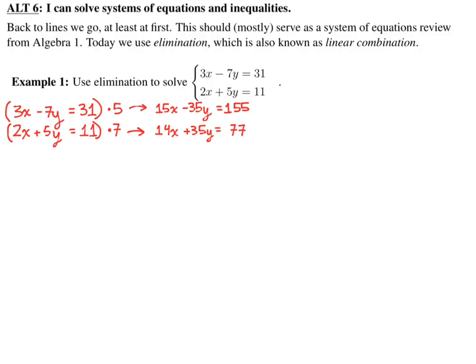And the reason for this is that when you add them up, you get 29x, and then the y's are gone, bye-bye y, and 29x equals 232. That's why we chose the 5 and the 7. And then divide by 29. It's kind of quick order of business here. And we're seriously almost done.